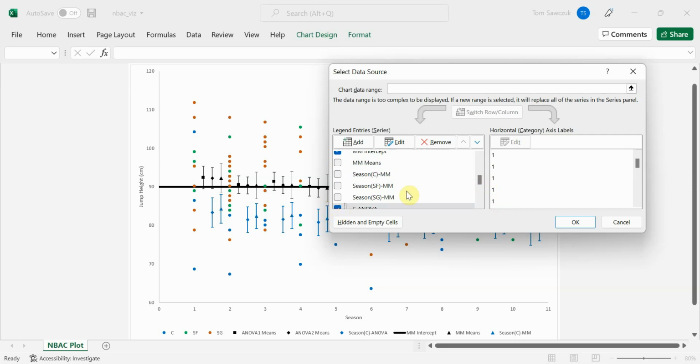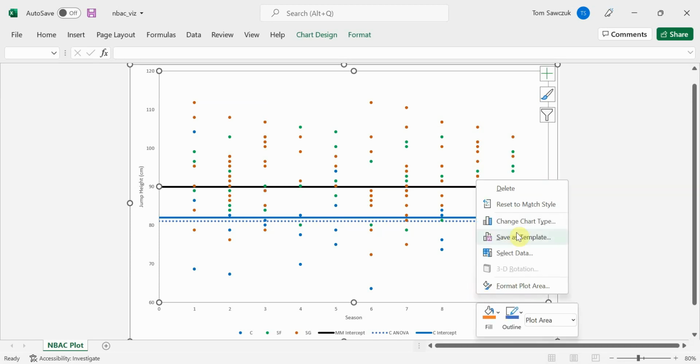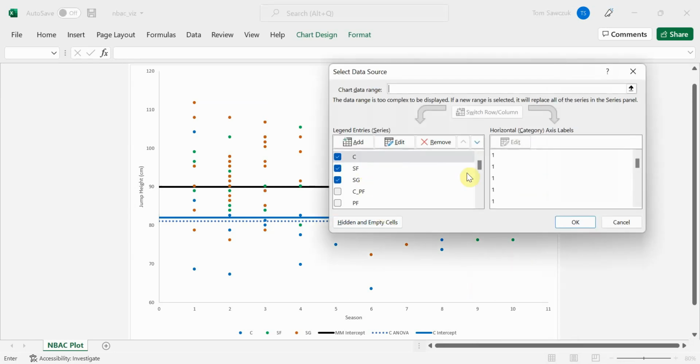if we compare the positional mean from the ANOVA to the intercept from the mixed model, we can see that they're different. So the mixed model is the thick line and the ANOVA is a dotted line. And you can see that the mixed model has moved the intercept of the center closer to the grand mean intercept. If we look at this with a couple of other positions, we see a similar trend.